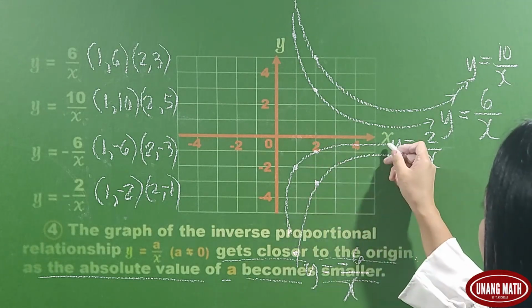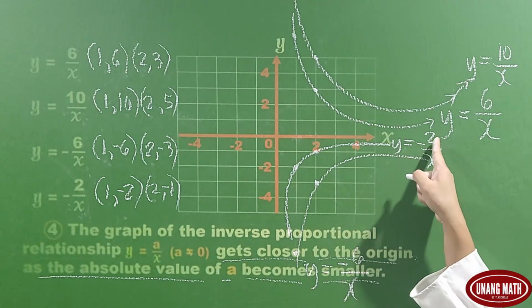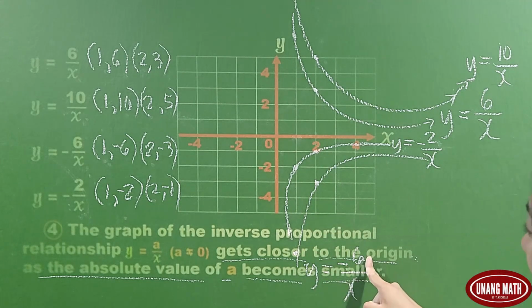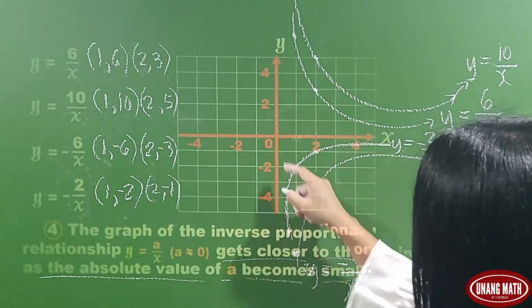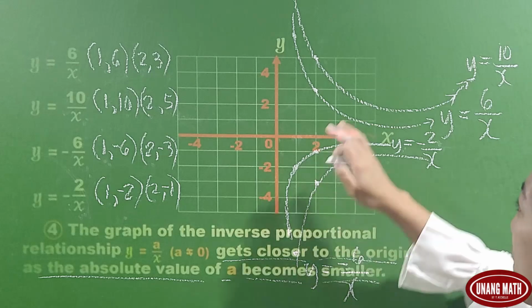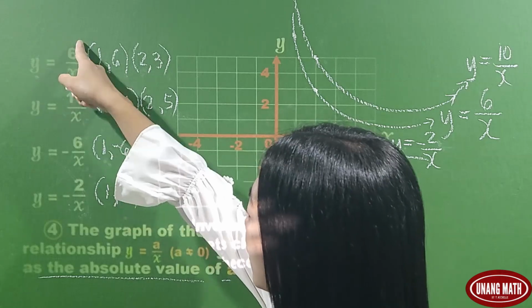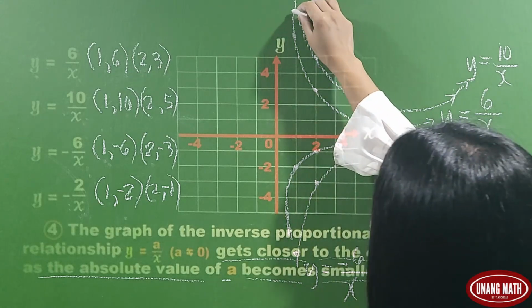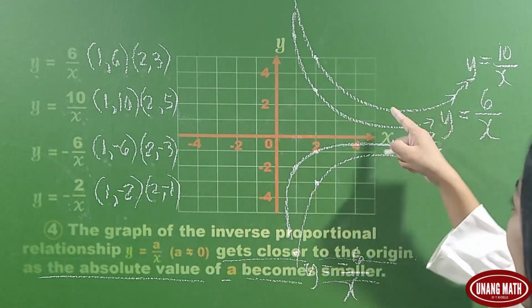Okay, this graph, a is 2. The absolute value is 2. What about this graph? The absolute value is 6. So the smaller the absolute value of a, the closer it is to the origin. Okay, what about in this graph? This equation y is equal to 6 over x. 6 is smaller than 10. That's why this graph is closer to the origin than this graph.